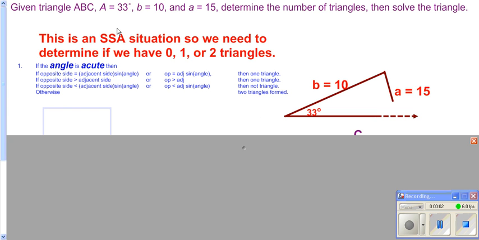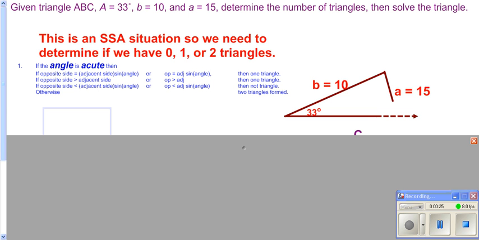So on this one here, the first thing we'll want to do is to draw ourselves a picture. When you draw yourself a picture of your angle A, then side A goes opposite of that, and then you'd have one of your adjacent sides, which I chose to put up here. Notice it ends up being a side-side-angle situation again.